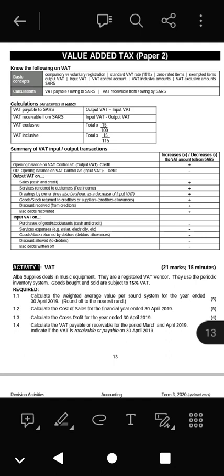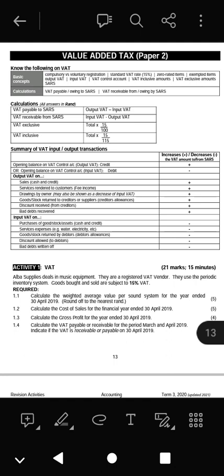Now on the input VAT, we have got purchases of goods or assets on cash or on credit, and then we also have service expenses, any other payment that is going to be made, be it for water or for electricity. Goods or stock returned by debtors and debtors allowances are also part of input VAT. Then we have discount allowed, and bad debts written off. All these are part of the input VAT, and they carry a minus sign.